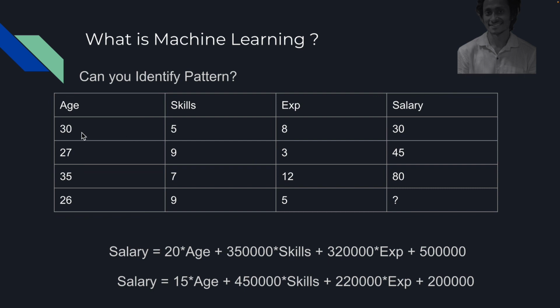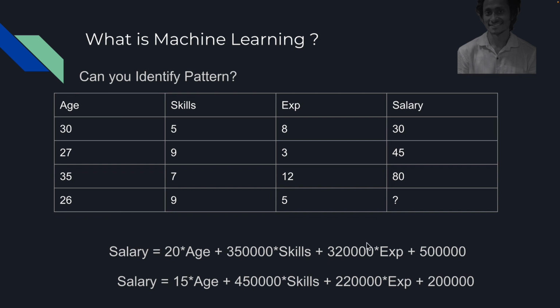So if you look, let us say age is 30 and skills is 5 out of 10 as a rating given. Experience the person is having is over 8 years, and the salary this person is getting is 30 lakhs. Salary is clearly dependent on his age, skills and experience. Now if this is the data given to us, and if we can see a pattern, can you identify what could be the salary that should be given if the age is 26, skills is 9 out of 10 as a rating, and 5 years of experience? So how many lakhs should be the salary?